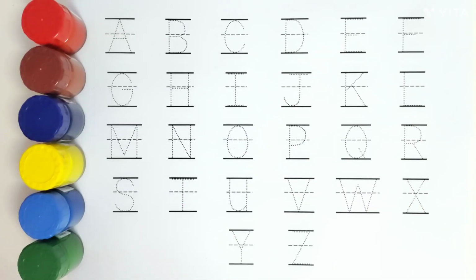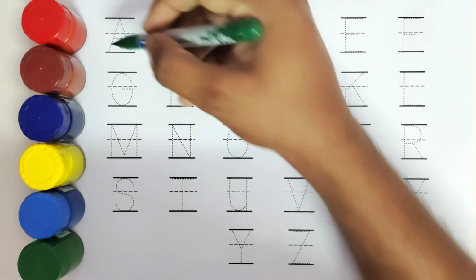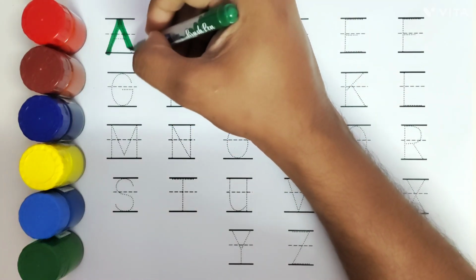Today we are going to learn alphabets. We will be tracing from A to Z. Let us get started. This is A. A for apple.